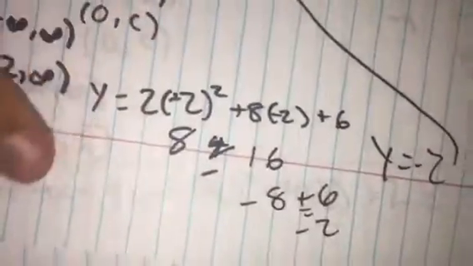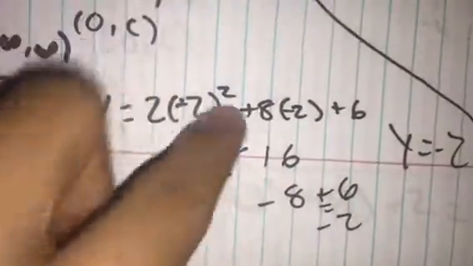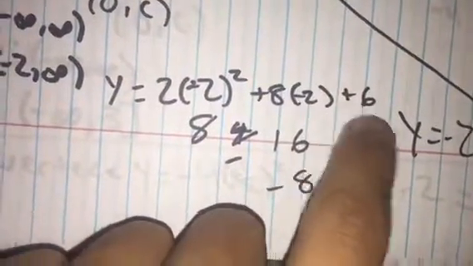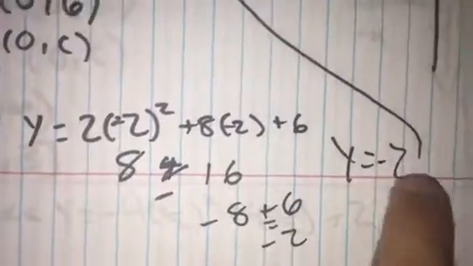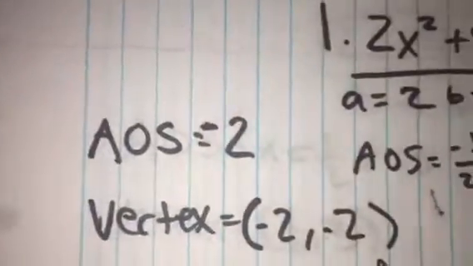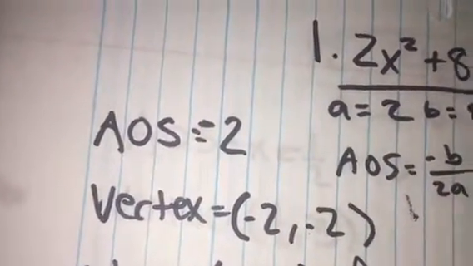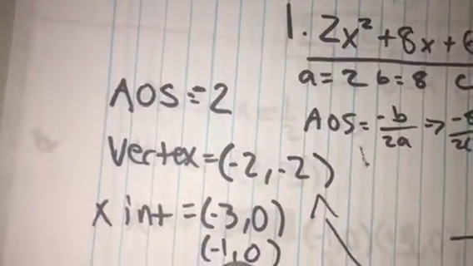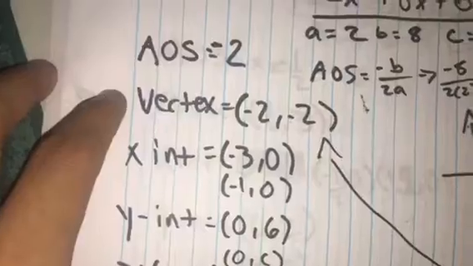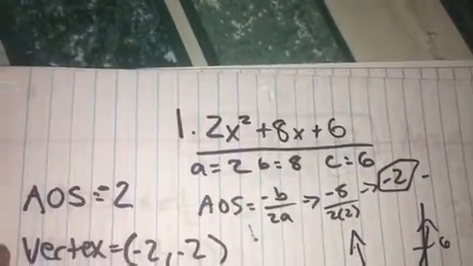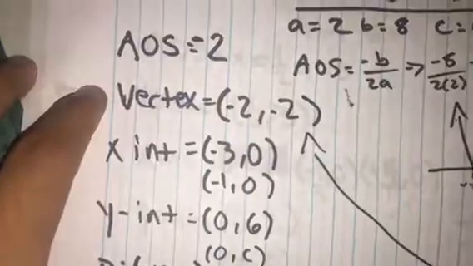So you go down here and plug it into the formula, and you end up getting y equals negative 2. So your axis of symmetry is negative 2, and your vertex is negative 2, negative 2. From there, you could plug this in, or you could factor it into the calculator, and once you do that, you get negative 3, 0, and negative 1, 0 as your x-intercepts. And from the 6 over here as your c, the y-intercept is 0, 6.